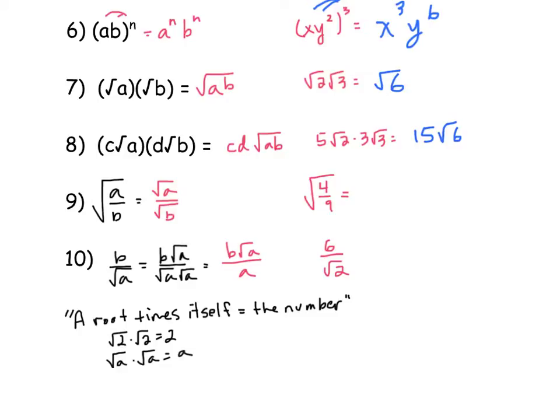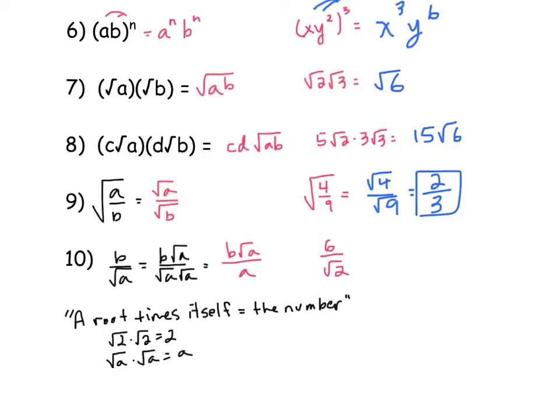Number 9 here, if you have a square root of a over b, you can separate the square root to be the square root of a over the square root of b. This helps you in questions like root 4 over 9. You could separate that as root 4 over root 9, which can be separated again as root 4 is 2, root 9 is 3. So that helps you out with that particular question.